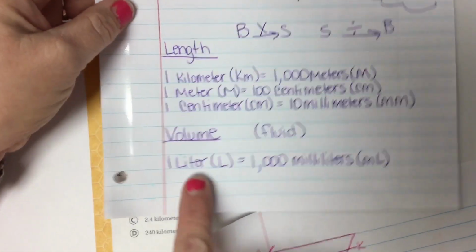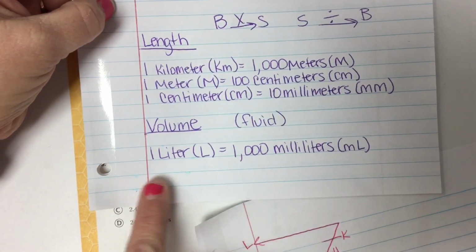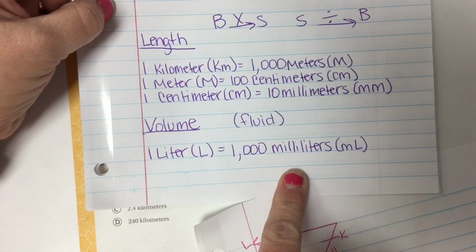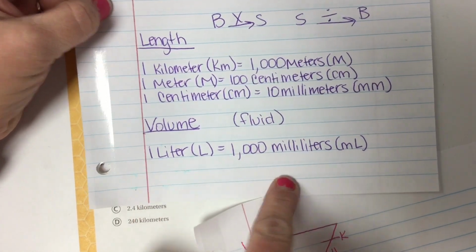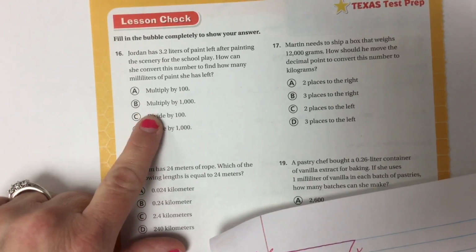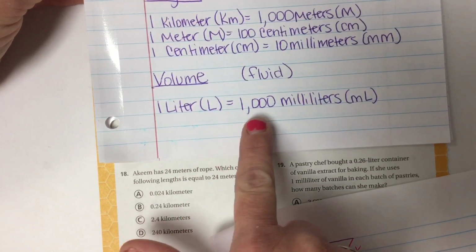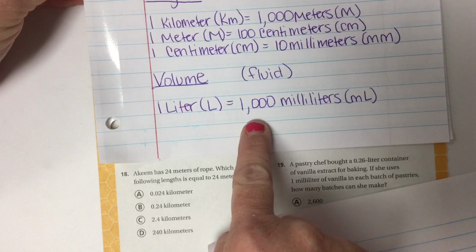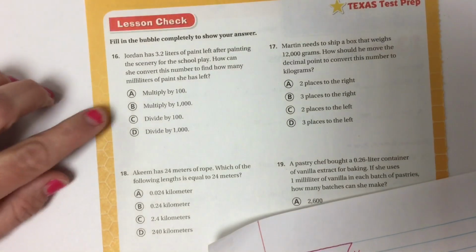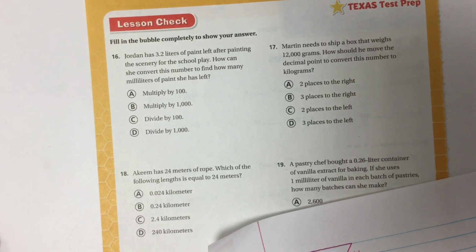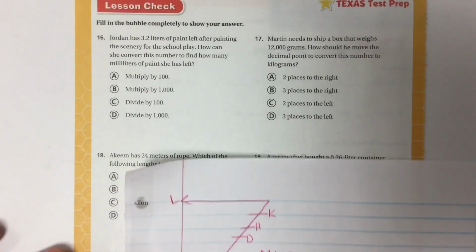Okay, so liters to milliliters. Well, this is the same as what we did with customary. Liters is big, milliliters is small. So from a big to a small, we multiply, right? Okay, so it's going to be A or B. Now, look at your problem. 1 liter equals 1,000 milliliters. So we're going to multiply by 1,000. So your answer would be B, multiply by 1,000. Okay, you can use the Z-chart on that one.